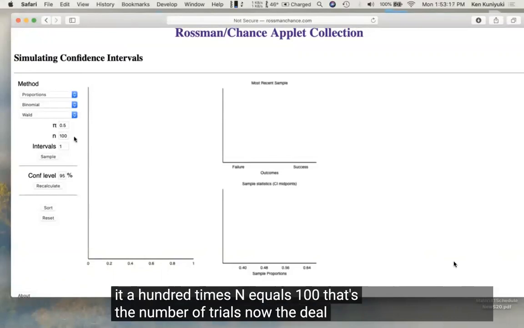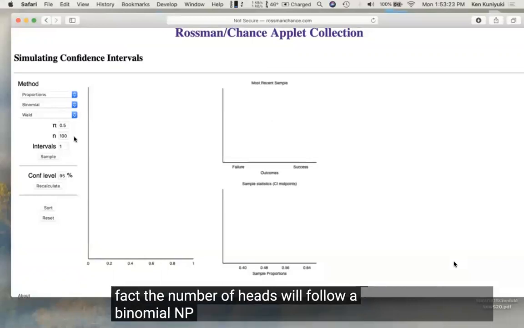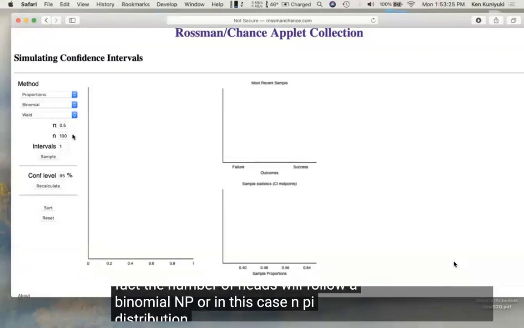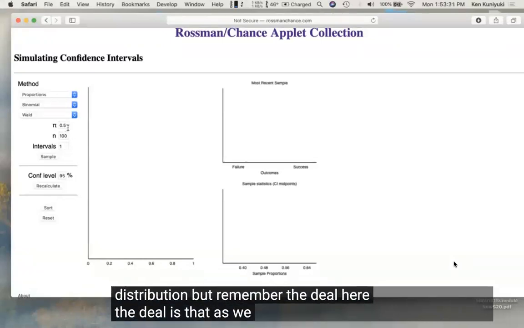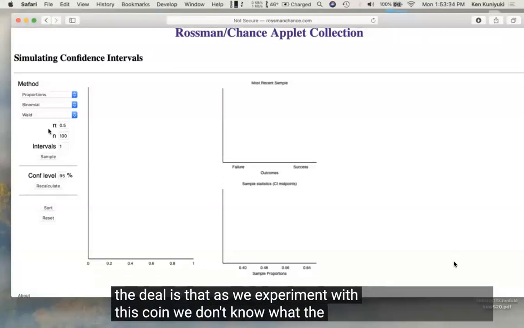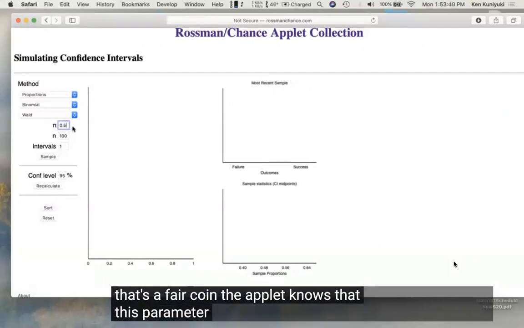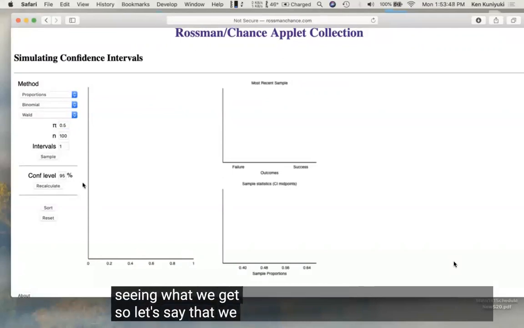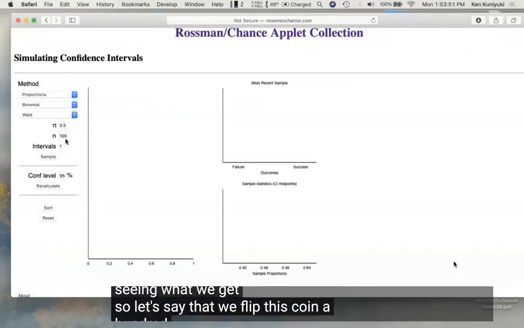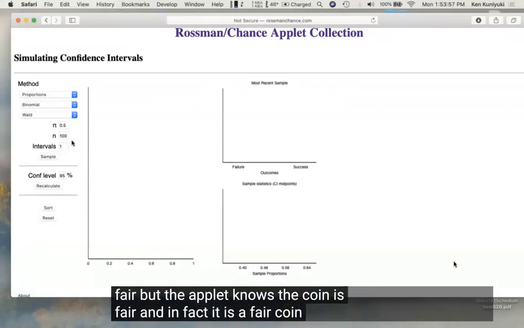Now, if x is the number of heads, then the number of heads will follow a binomial n, p, or in this case, n, pi distribution. But remember the deal here. As we experiment with this coin, we don't know what the true value for p or pi is. The applet knows it's a fair coin. The applet knows that this parameter value is 0.5, but we don't. We're just flipping a coin, constructing confidence intervals and seeing what we get. So let's say that we flip this coin 100 times. We don't know that it's fair, but the applet knows the coin is fair. And in fact, it is a fair coin.